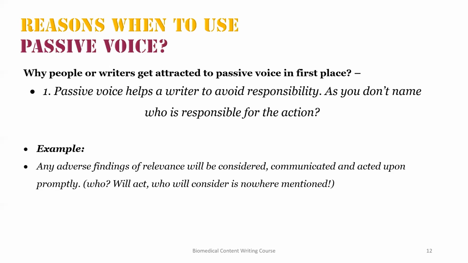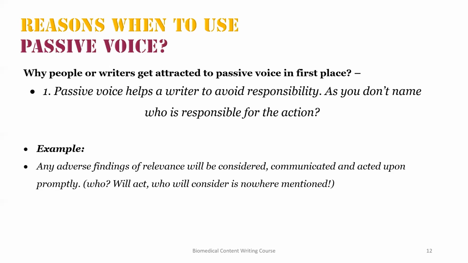you have acted upon that, then you say that our team found those adverse findings of relevance. Our team is going to consider, communicate, and act upon those adverse findings. So that shows the reader that you're talking about your team, and how your team is going to consider, communicate, and act upon the particular adverse findings. But in this sentence, there is no subject, which means the reader is not able to get who is doing what and who is responsible for whatever is happening in your writing.